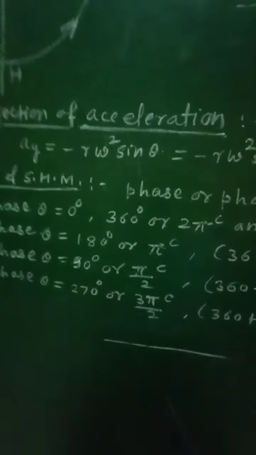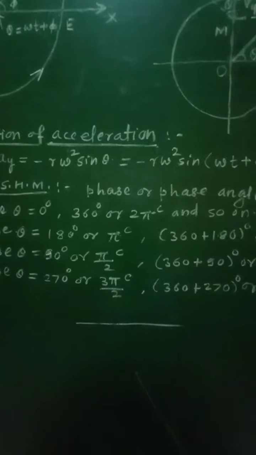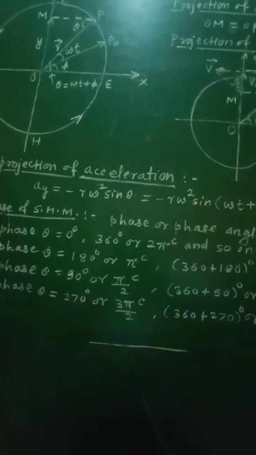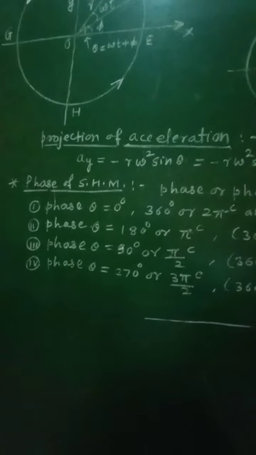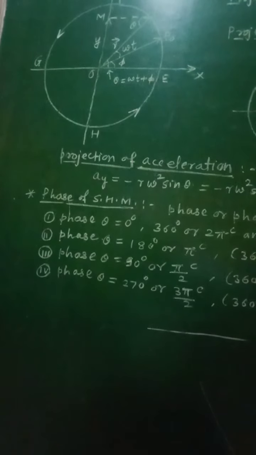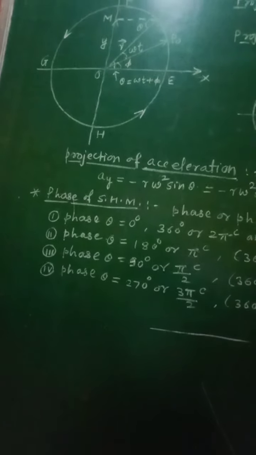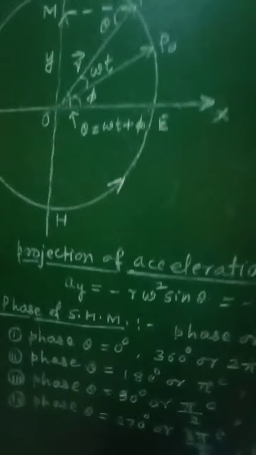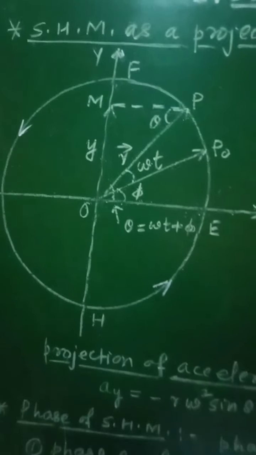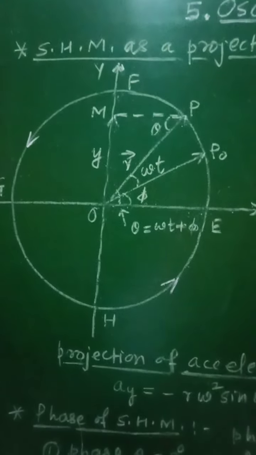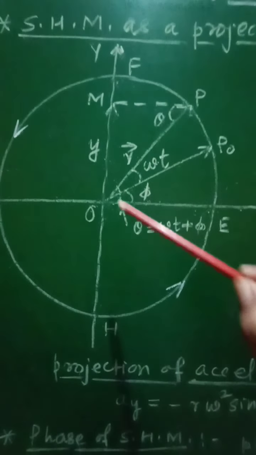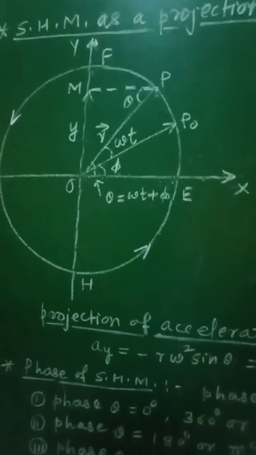Now the projection of acceleration. Again in this case, if you consider the acceleration of that particle performing uniform circular motion, then we can say that the instantaneous acceleration, that is acceleration at any instant of time of that particle P in circular motion, is the radial or centripetal acceleration of magnitude r omega square, which will be directed towards the center of that circle, that is towards point O. So when that particle is performing uniform circular motion, its acceleration will be radial or centripetal acceleration, always directed towards the center of the circular path, whose magnitude will be r omega square.